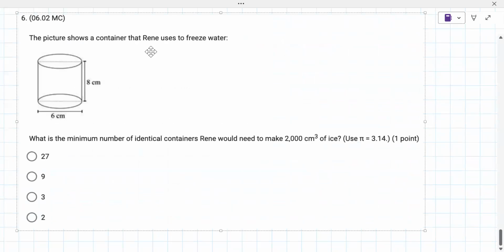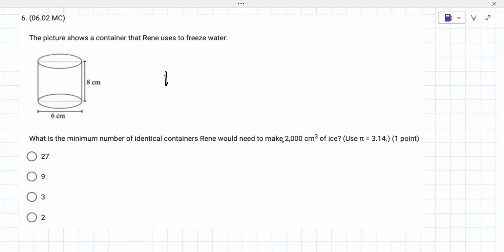All right, the picture shows a container that Renee uses to freeze water. What is the minimum number of identical containers Renee would need to make 2,000 cubic centimeters of ice? Use pi equals 3.14. Okay, so we've got to first find the volume of this cylinder. The volume of the cylinder is the area of the base times the height. So could you do that for us?